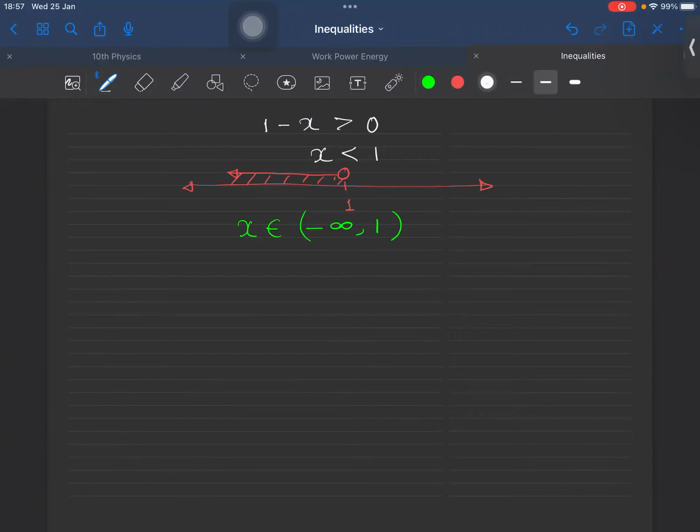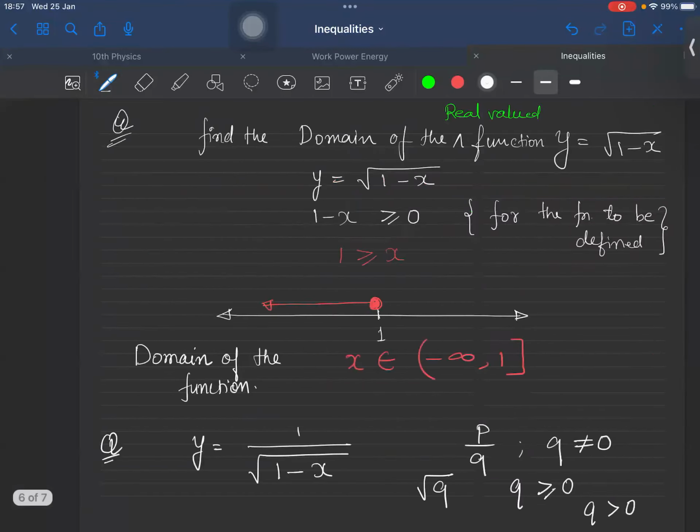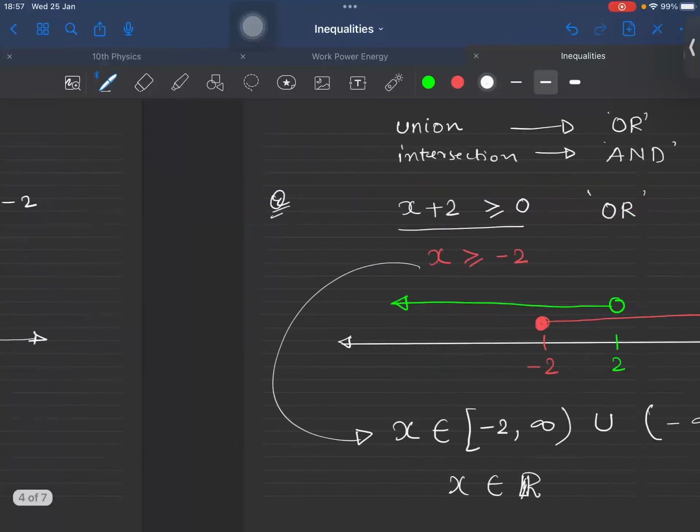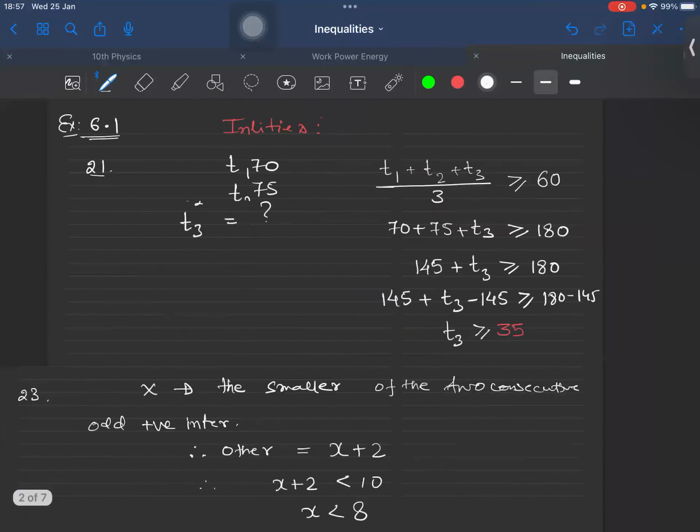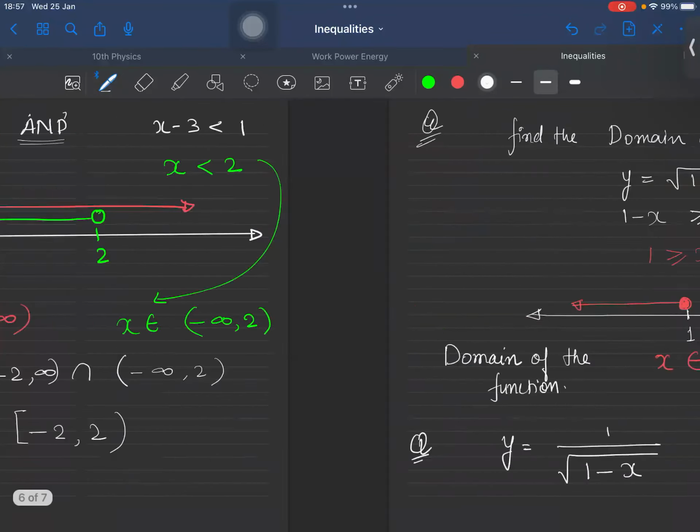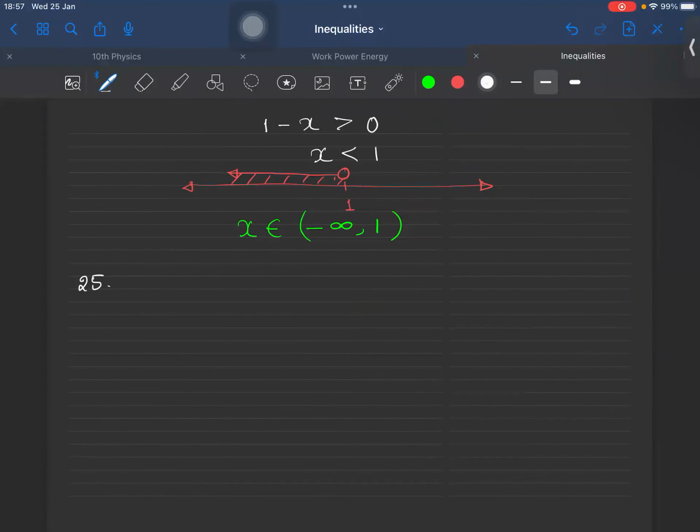Okay, let's solve question number 25 of your book, exercise 6.1. See, the question is: the longest side of a triangle is 3 times the shortest side, and the third side is 2 centimeters shorter than the longest side. If the perimeter of the triangle is at least 61 centimeters, find the minimum length of the shortest side. Okay, just try it yourself.